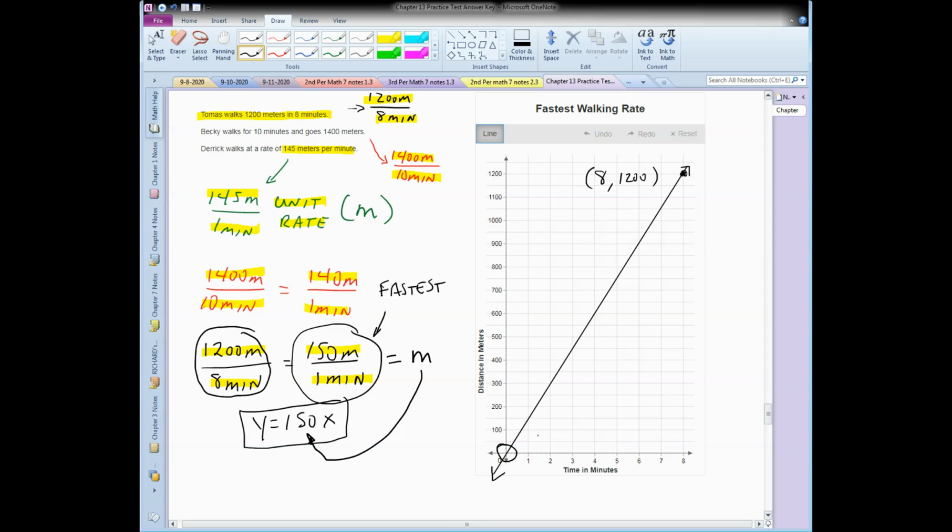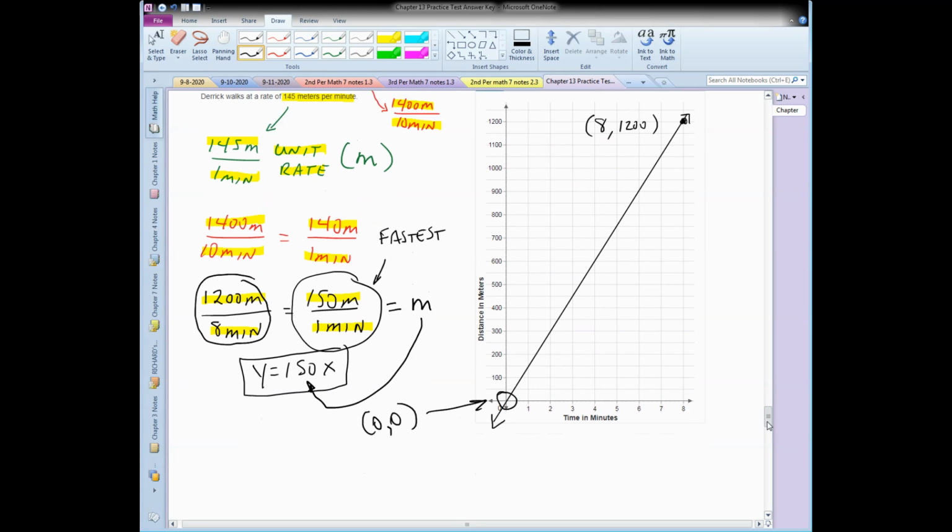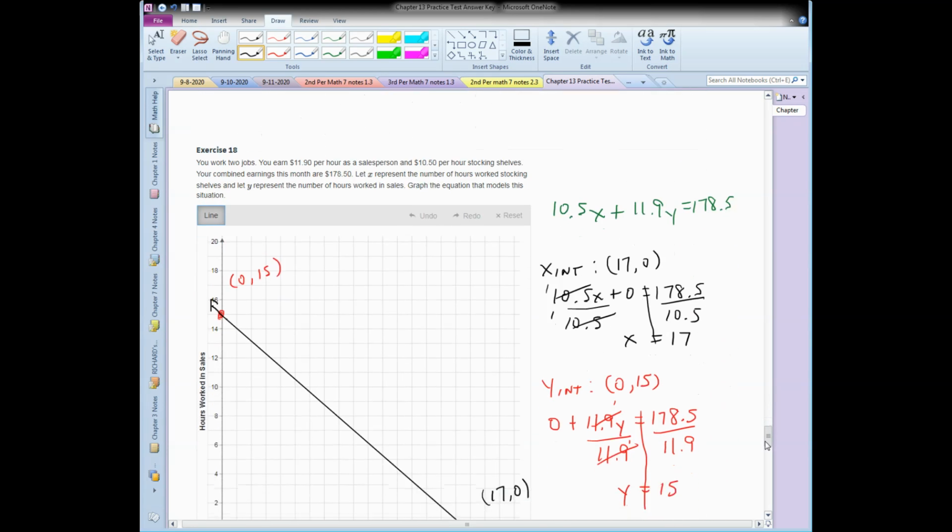You haven't moved at all. So the clock starts once you start moving. So this point, (0, 0), is on all three of these lines, but it's definitely on the line of the fastest walker. Okay. So let's move on to number 18.